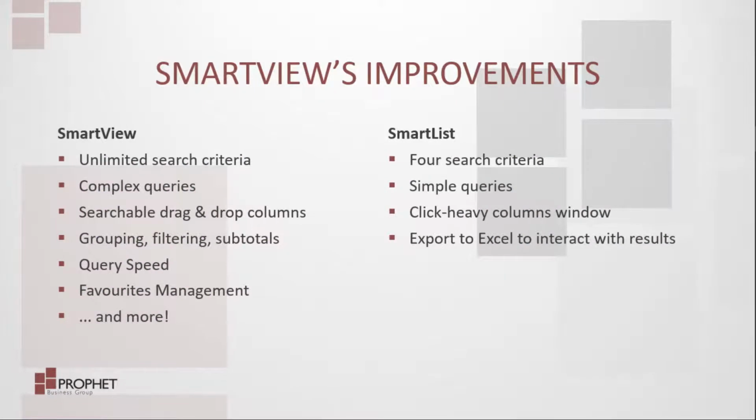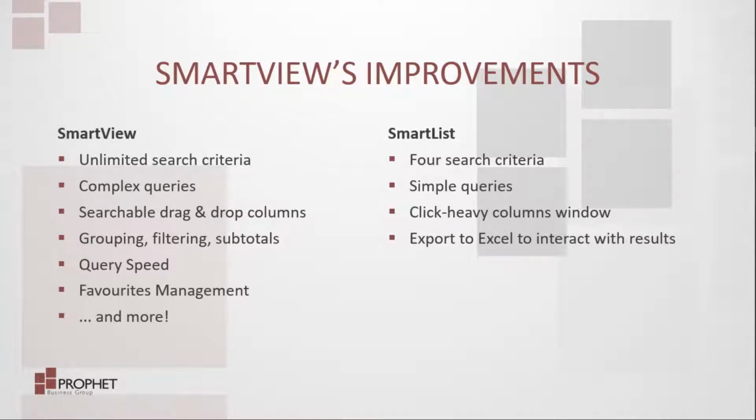SmartList is limited in its search capability. There are only 4 search criteria that you're allowed to use, and the queries that you can do using those criteria are simple. You can only have a logical AND between all of them, or a logical OR between all of them. So A and B and C, or A or B or C. No combinations of ANDs or ORs.